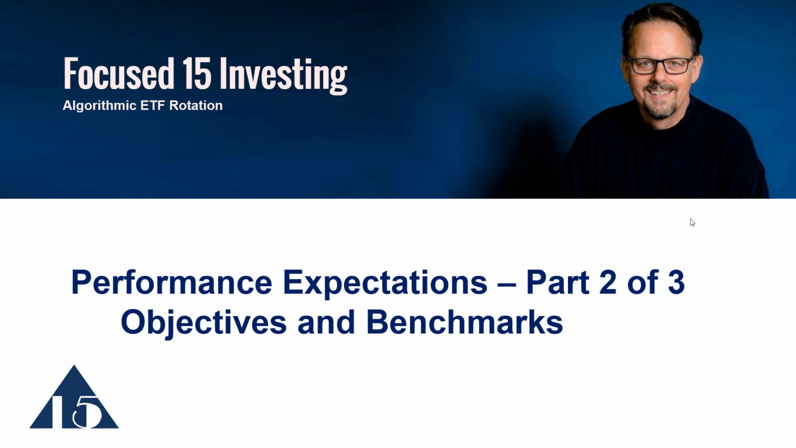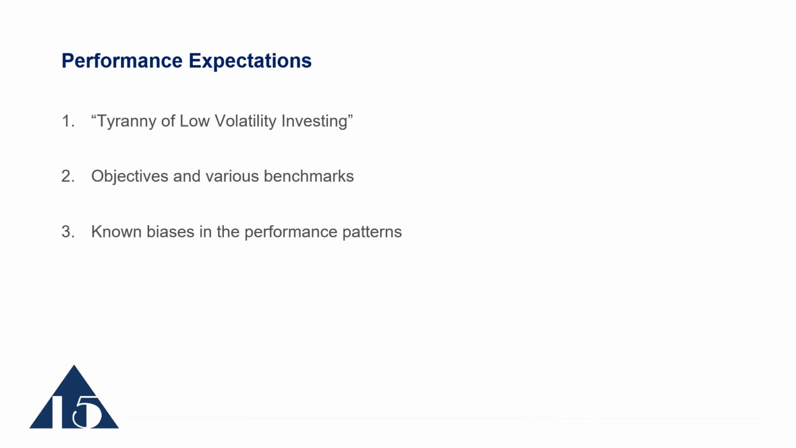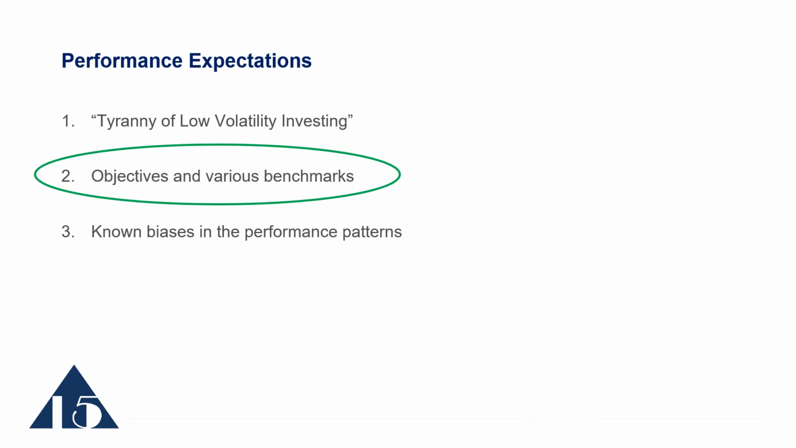This is part 2 of a 3-part series on performance expectations. This part covers the objectives and benchmarks that we use in evaluating the Focus 15 investing portfolios. The 3 parts of this series are the tyranny of low volatility investing, the objectives and various benchmarks, and the final part is known biases in the performance patterns of the model portfolios. And this is the second part, objectives and various benchmarks.